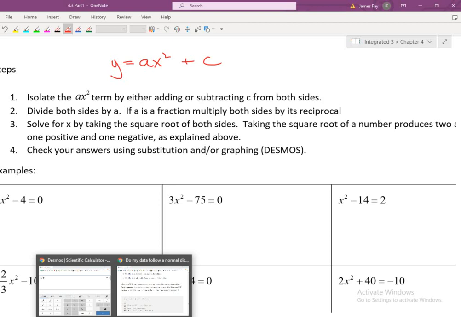Step 1 says isolate the ax squared term by either adding or subtracting c from both sides. Because we want to cross the x-axis, and the x-axis is when y is 0, the equation will change into that. Then we try to get ax squared by itself, so subtract c from both sides. If there is an a term that is not 1, we will divide everything by that a.